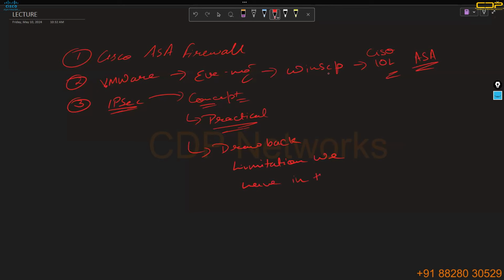in IPsec. Can anyone tell me what you understand by IPsec? If you have done VPN on any other firewall, can anyone define what IPsec is? Why do we need IPsec? What is the purpose of IPsec? Is there anyone? Okay, no problem.